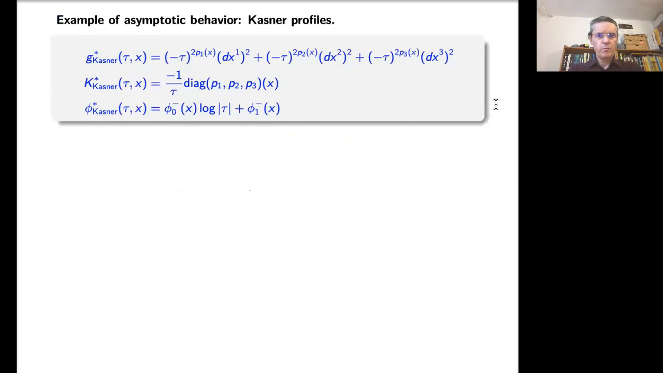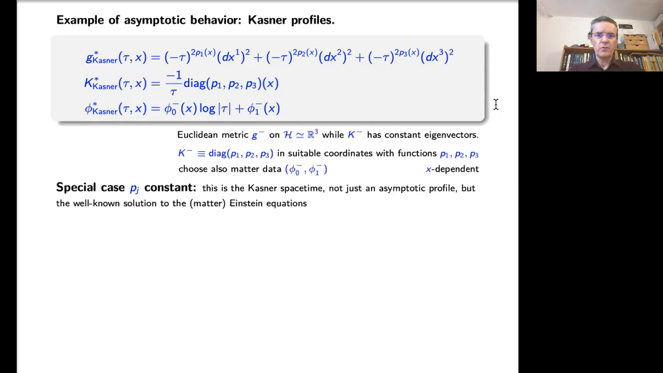To introduce the notion, I'm reminding you that there are special solutions, called the Kasner profiles. I'm writing them where K star, you can see, is the diagonal, 1 over tau, minus 1 over tau, times the diagonal. The matter field is a log of tau plus a certain function. The coefficient in front of log tau depends on x. The lower order coefficient is also a function of x. And similarly, the metric has a power form, and the exponents are denoted by p1, p2, p3, they depend on x.